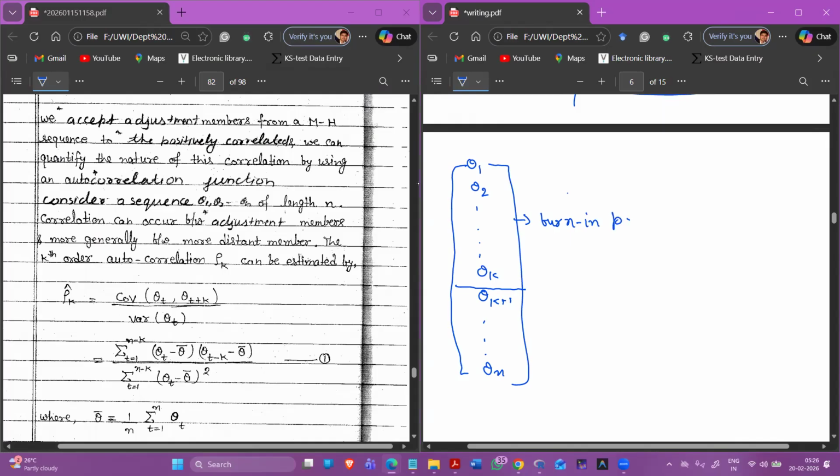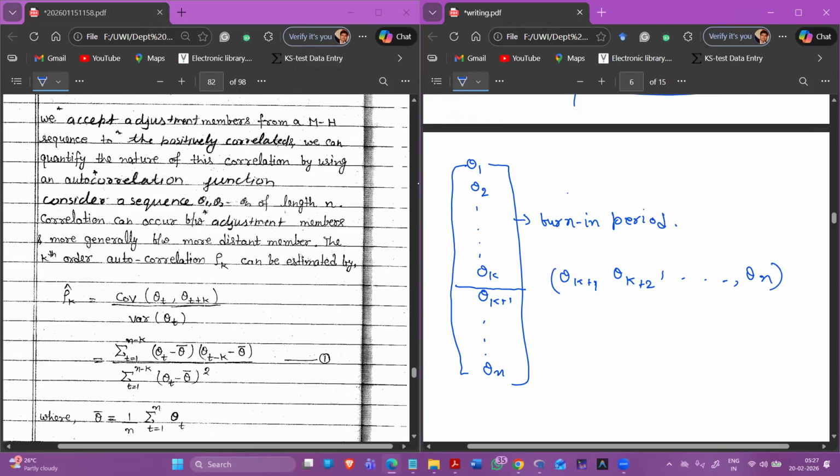That is called the burn-in period. I told you this earlier, right? After that, I have the observations theta k plus 1, theta k plus 2, up to theta n. This is another vector, my remaining vector.